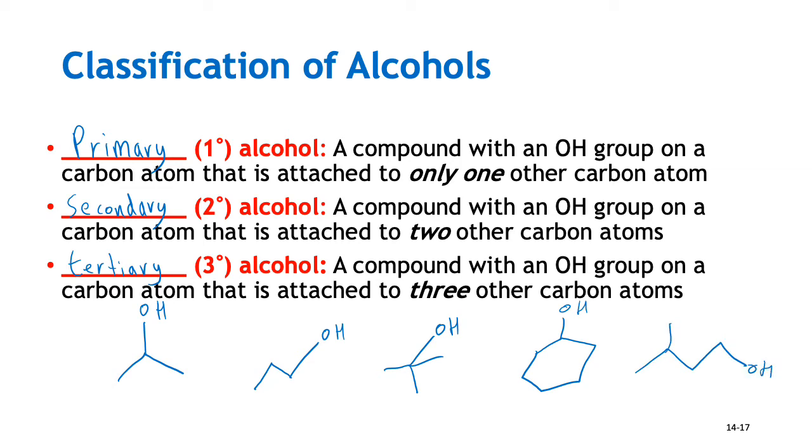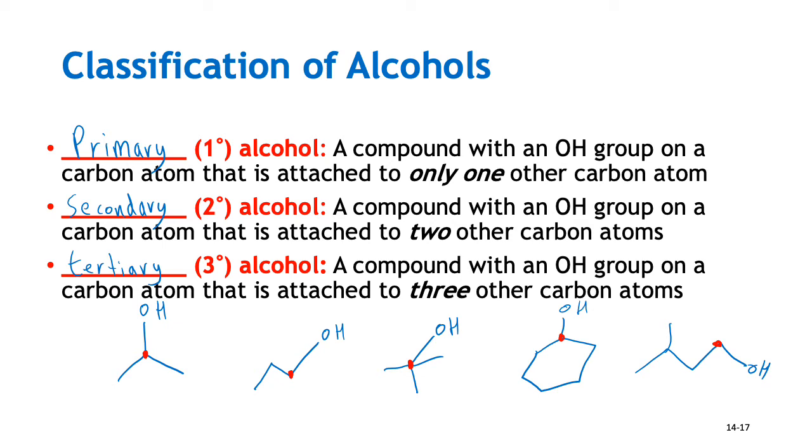Okay, here's how I solved this. What I do first is I look for the carbon that the OH is attached to, and I put a dot on it, okay? So my red dot indicates the carbon that my alcohol is attached to. And then I ask myself, how many other carbons are attached to my red dot? How many carbons are attached to my red dot?